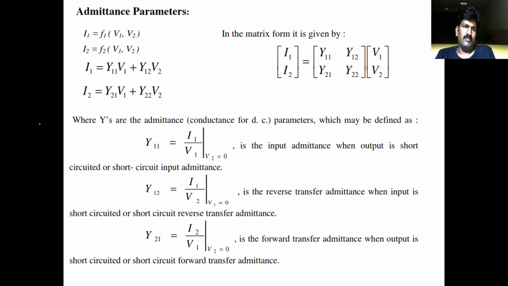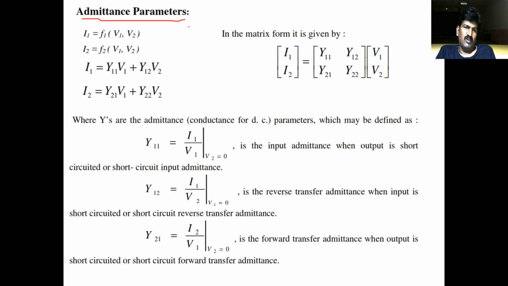Admittance parameters. This is the reverse of the impedance. Here V1, V2 are the independent variables. I1, I2 are the dependent variables. You can say I1 is a function of V1, V2, and I2 is a function of V1, V2. You can write mathematically: I1 is equal to Y11 V1 plus Y12 V2. I2 is equal to Y21 V1 plus Y22 V2.